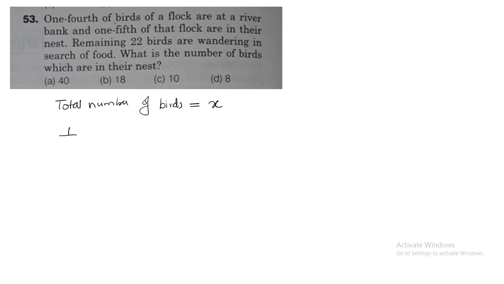So 1/4 of the birds means 1 by 4 into x. 1/4 of the birds are at the river bank, and the next 1/5 of the birds, that means 1 by 5 into x, are in their nest. So 1/5 of them are in the nest, and next what he has given, the remaining 22 birds, there are 22 more birds which are wandering in search of food.